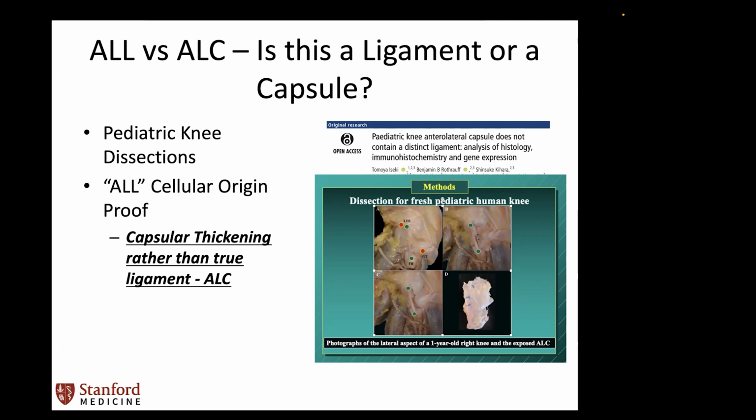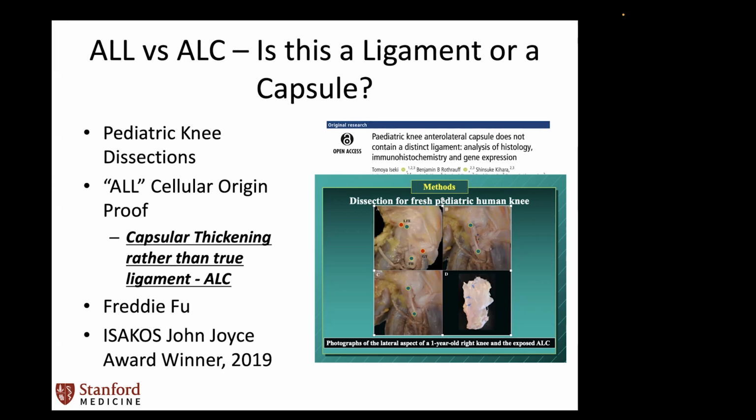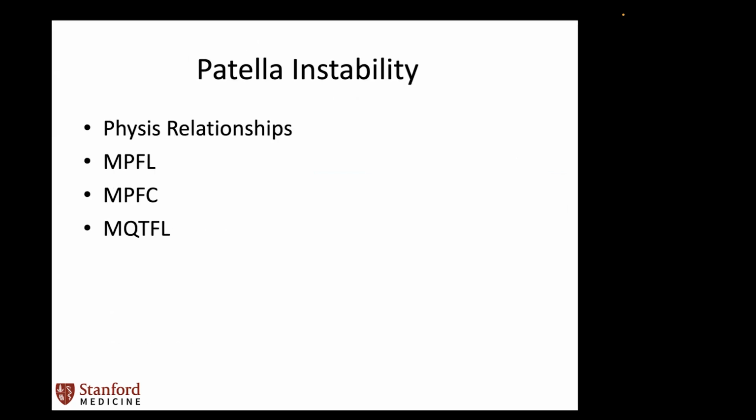And so they said this should be called the ALC, not the anterolateral ligament. It should be called the anterolateral capsule. And this was a nice paper. It was wonderful to work with Freddie Fu and Volker Musahl on this, and it won an award from ISAKOS about 4 years ago. So really fun to do that project with Freddie and Volker.